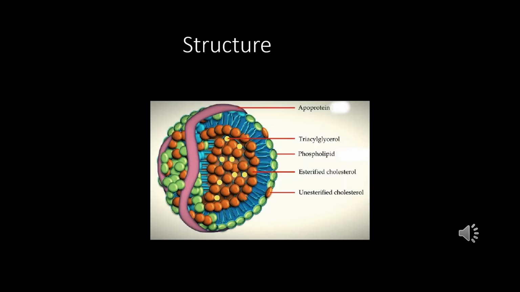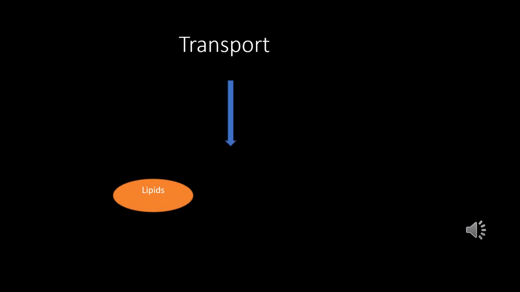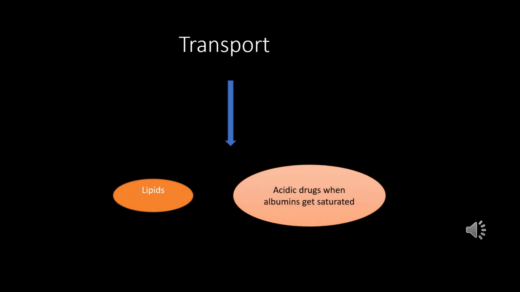Now the structure: as you can see, there is an apoprotein layer, shown with the purple color, at the outer rim of the molecule. Then there are the various types of lipids, shown by red lines pointing towards the central part of the structure. These are triglycerides, phospholipids, free cholesterol, and esterified cholesterol. Lipoproteins are involved in the transport of lipids and acidic drugs when albumin gets saturated.